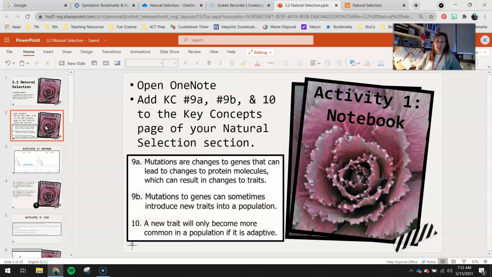And then finally 10, a new trait will only become more common in a population if it's adaptive. So if it's non-adaptive, there's really no point passing it down. There's no benefit passing it down. It doesn't make the organism more likely to survive and reproduce, so we don't necessarily see it being passed down more frequently. Whereas an adaptive trait, again, it makes an organism easier to survive in its environment and reproduce in its environment. Therefore, we would see it be passed down more often.